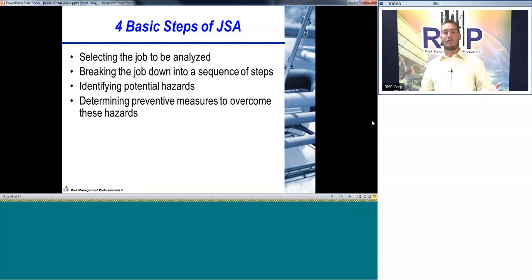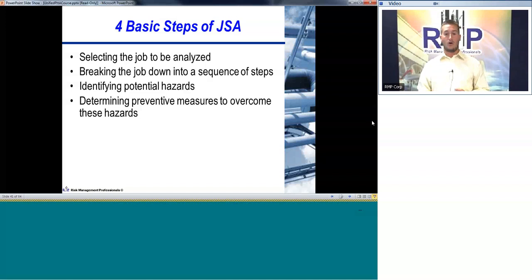If anybody's ever been a part of a PHA, a process hazard analysis for a PSM or an RMP program, it's the same process. You're identifying a hazard in the process, or in this case, the operating procedure. You're listing potential consequences or hazards, and then you are identifying safeguards to mitigate those.